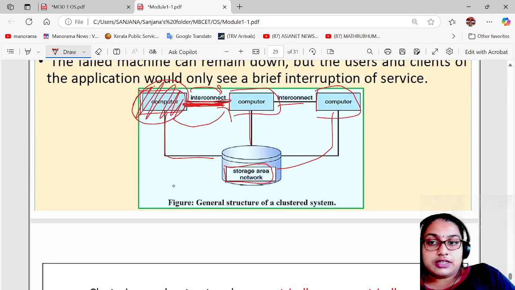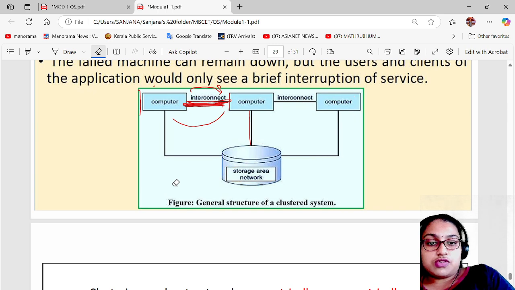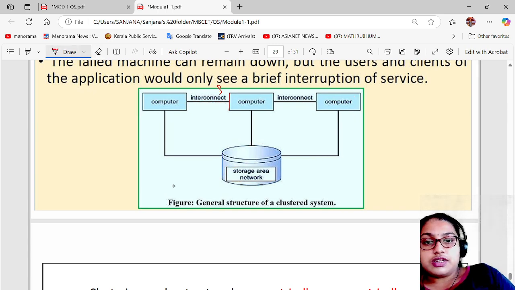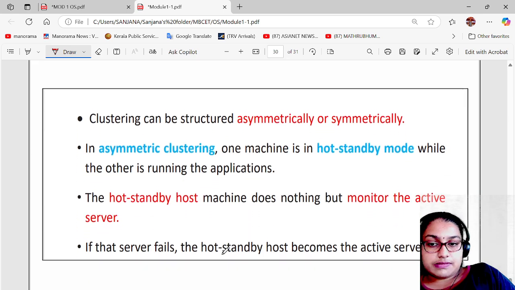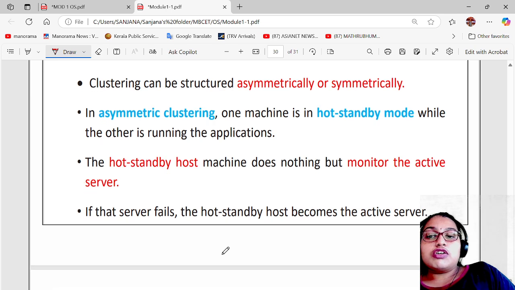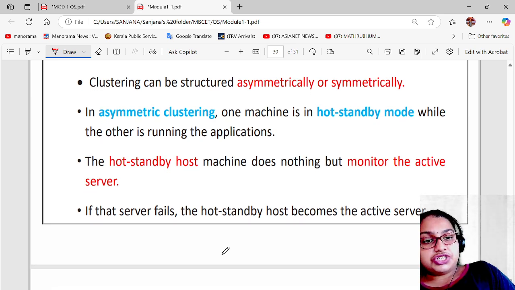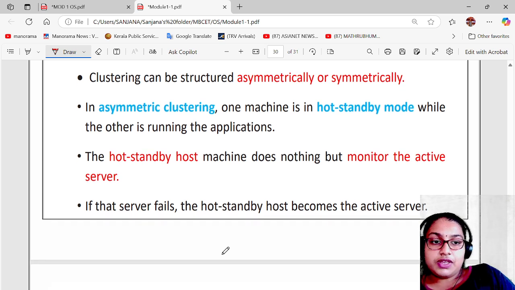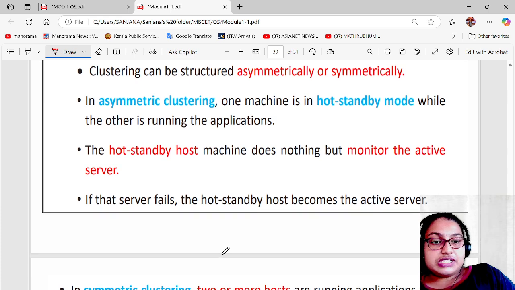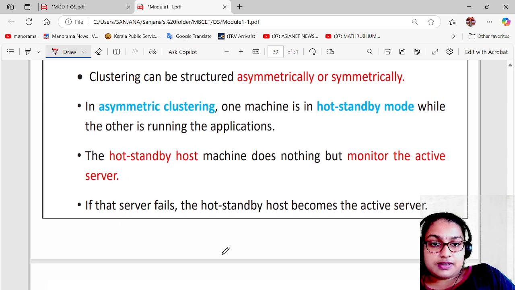Now, you can just draw all these figures because they are important. Clustering can be structured asymmetrically or symmetrically. In an asymmetric clustering, one machine is in hot standby mode while the other is running the application. The hot standby machine does nothing but monitor the active server.